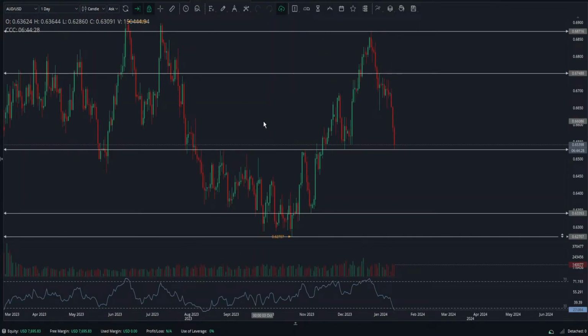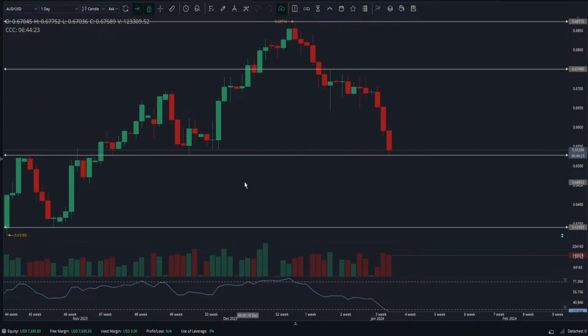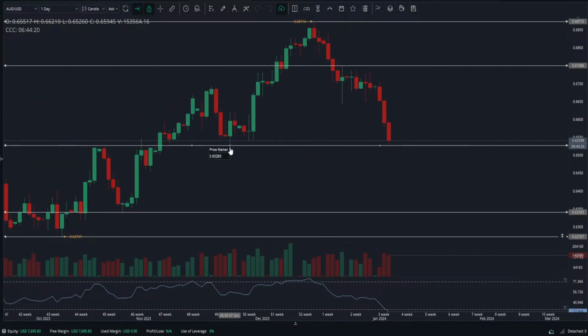The Australian dollar on the daily has just met the support which we had drawn yesterday from this low. The low of this candle is 0.6526. You see the low of this candle was 0.6526. The level is 0.6526, and the low of this candle is 0.6525. That means this low is taken out, even if by 0.5 pips, and we are expecting a further down move.